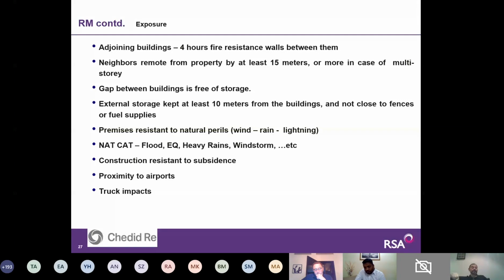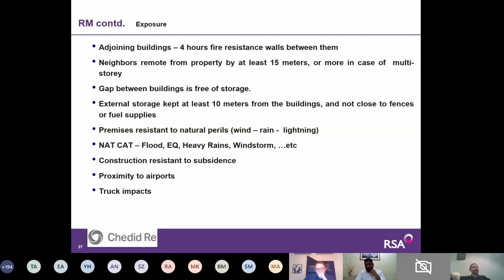Okay. Construction resistant to subsidence, the soil. We spoke about it in the construction. Is it resistant to subsidence? Did we take the precautions during the building, the foundation, these things? Proximity to airports. How many airplanes collapsed, fell down just after taking off? Is my plant 5 kilometers from the airport? Is it on the path of the airport, the path of air flights, the aircraft? It might collapse on my plant. Is it very close? And so on.